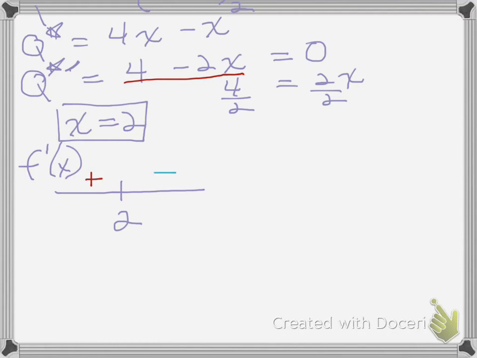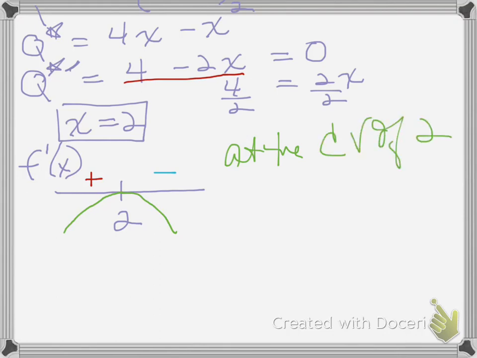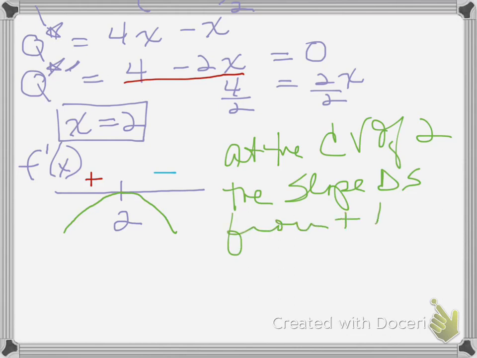So what does my function look like? Well, it's positive here and negative here, so I can say in my statement, at the critical value of 2, the slope changes from positive to negative, and therefore we have a max.